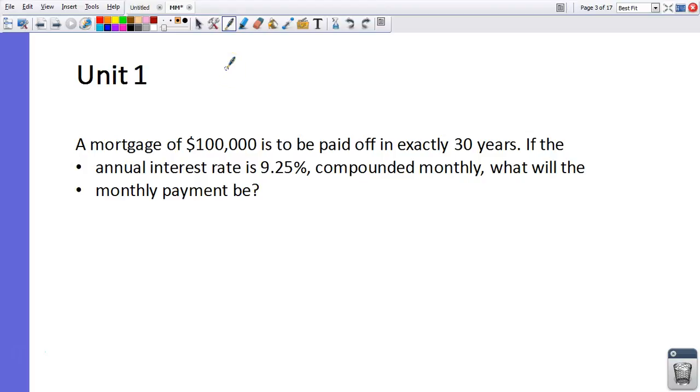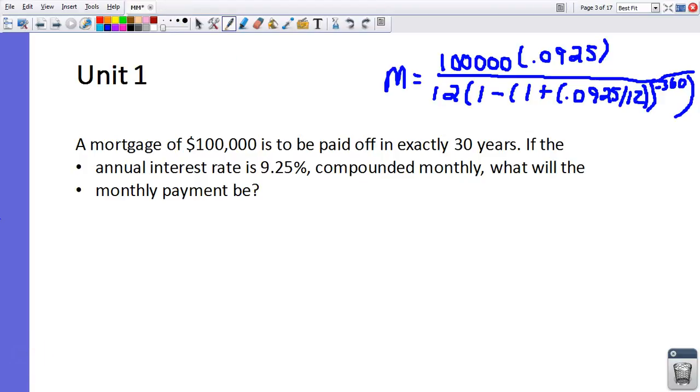For question number 2, you are going to need a formula. Okay, so a mortgage of $100,000 is to be paid off in exactly 30 years. If the annual interest rate is 9.25% compounded monthly, what will the monthly payment be? And in this case, if there's a question like this on the final, I'll make sure that I give you guys the formula. But just to do the practice problem, you have your principal interest right here. Okay, that's $100,000 times the percentage.